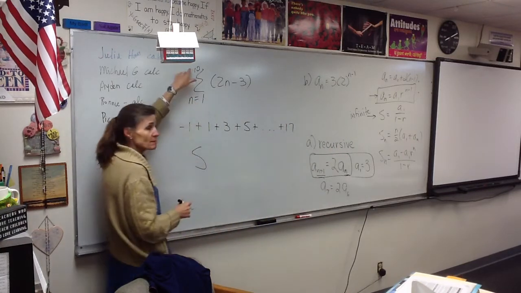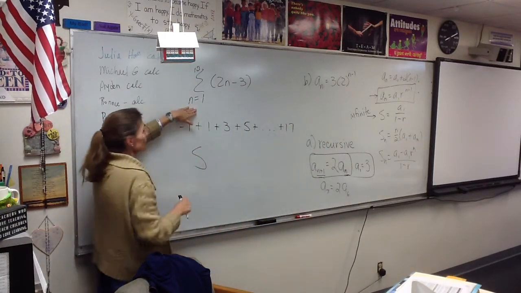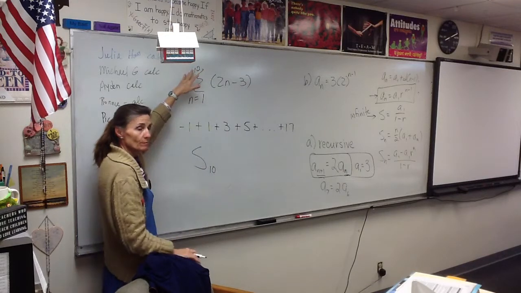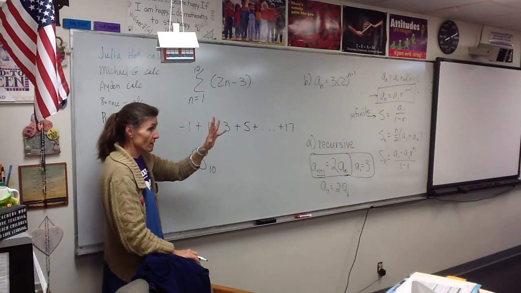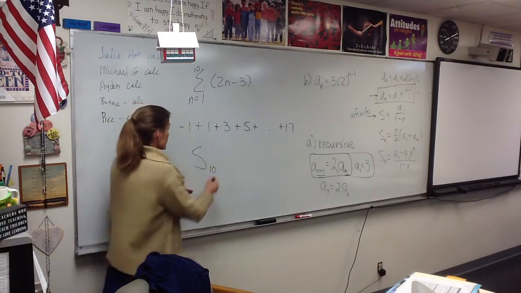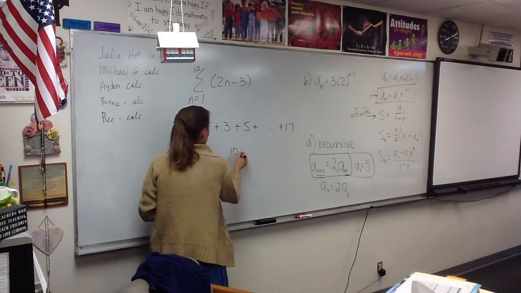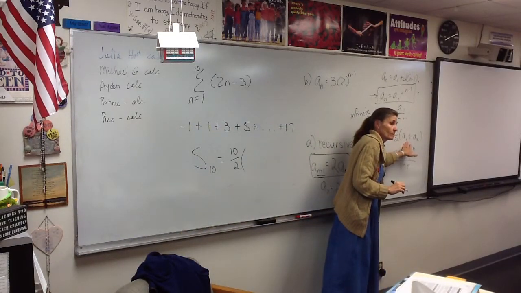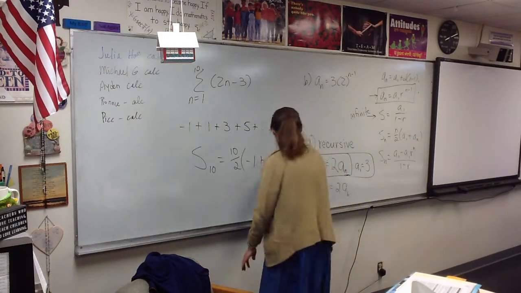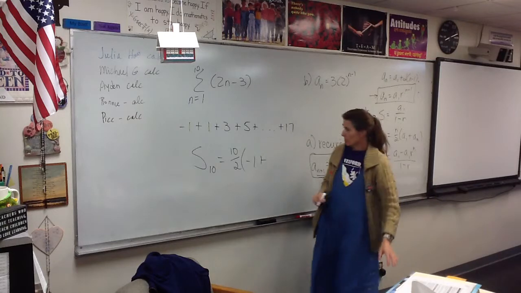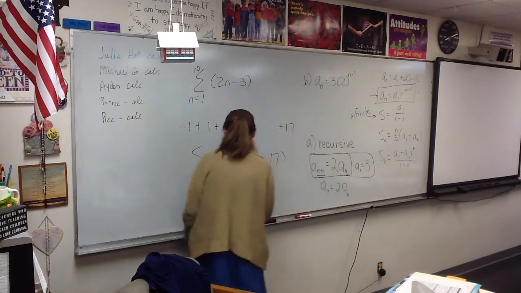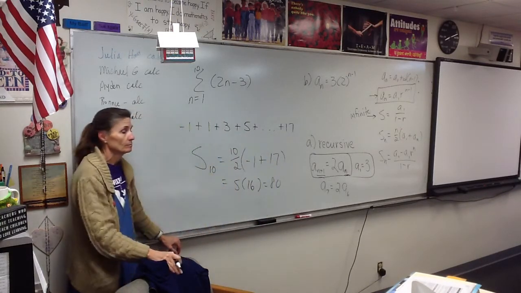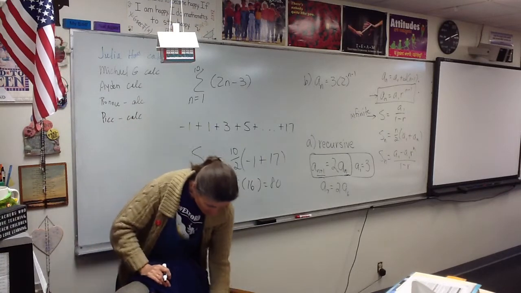Okay. So how many terms am I adding up? How many terms are in this list if I started with 1 and ended with 10? 10. There's 10 of them, aren't there? 1, 2, 3, 4, 5, 6, 7, 8, 9, 10. So the formula says 10 over 2. What does this mean? First term, which is -1. What does this mean? Last term, which is 17. So we've got 5 times 16. It looks like our sum is 80. That was pretty easy, wasn't it?